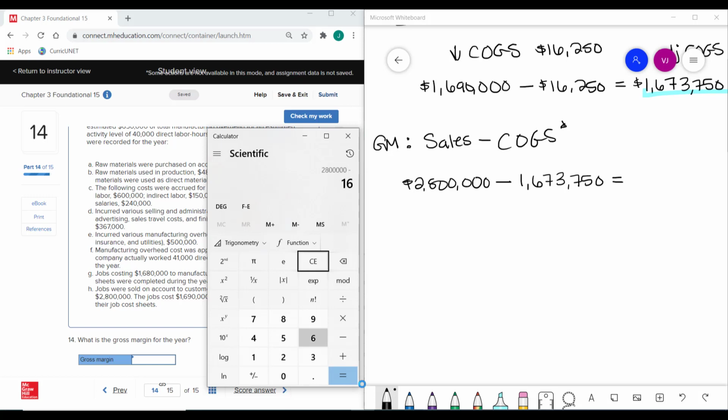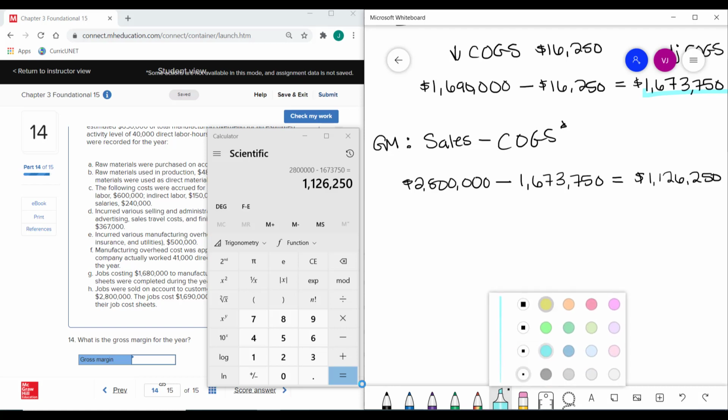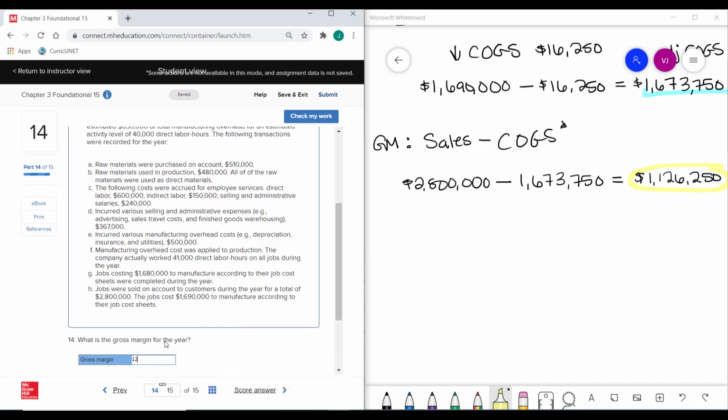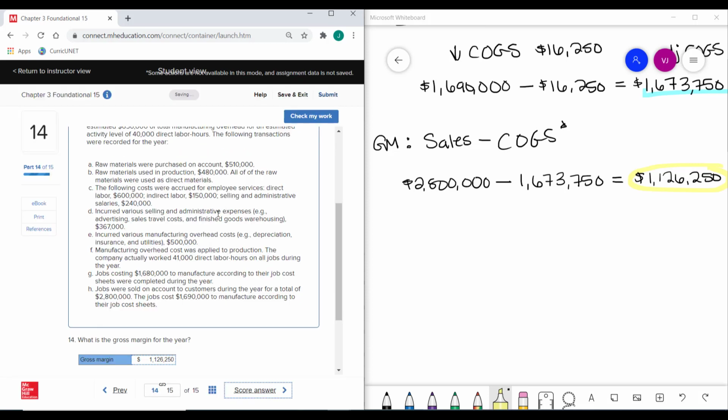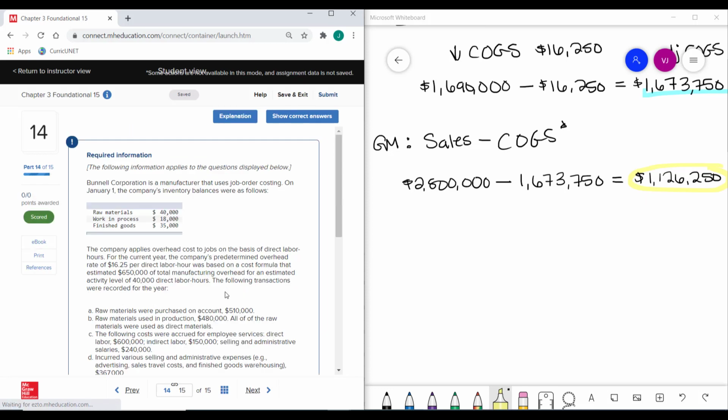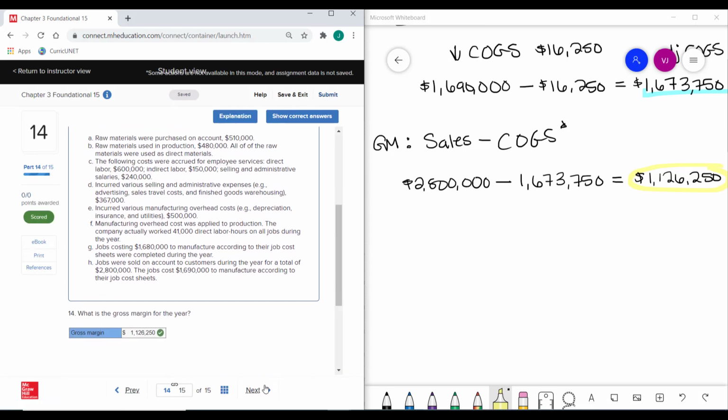Okay. So that is a gross margin of $1,126,250. So that's how much money we would then have left to cover all of those other operating costs and non-operating costs. Okay, so that's our gross margin for the year. We're good to go. And then one more.